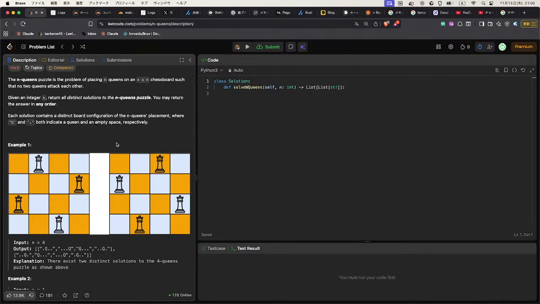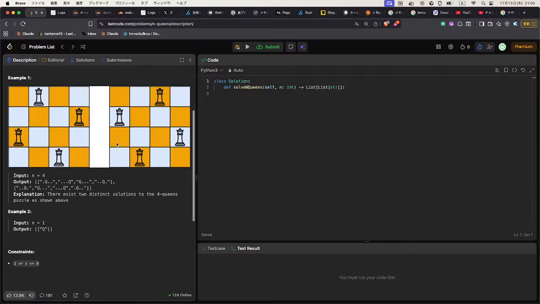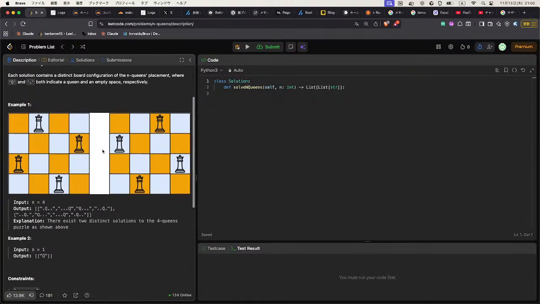Each solution contains a distinct board configuration of the N queens' placement, where Q and dot both indicate the queen and the empty space respectively. Here is the example. When n is 4, we have two answers. There exist two distinct solutions to the 4 queens puzzle as shown above.